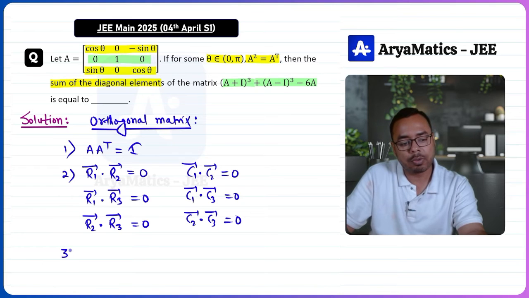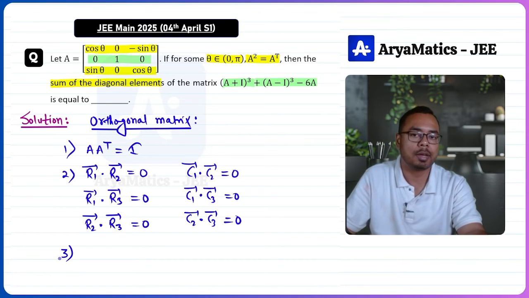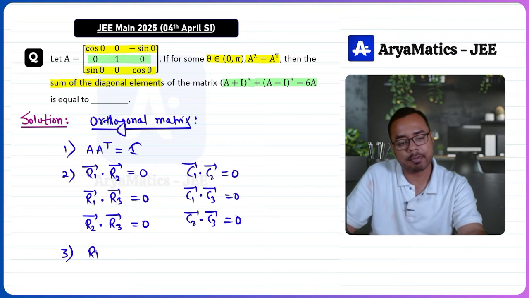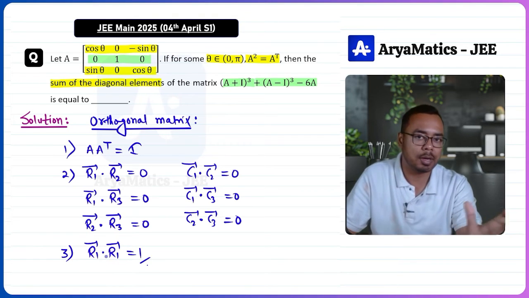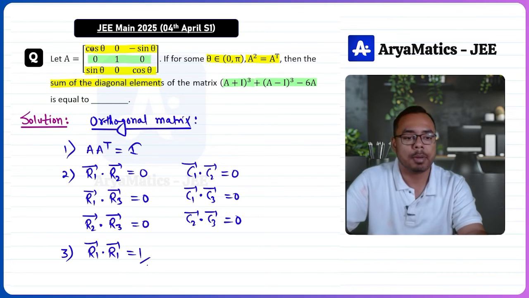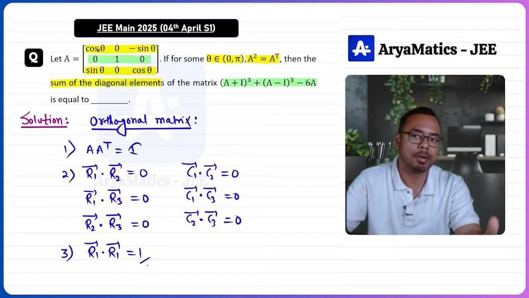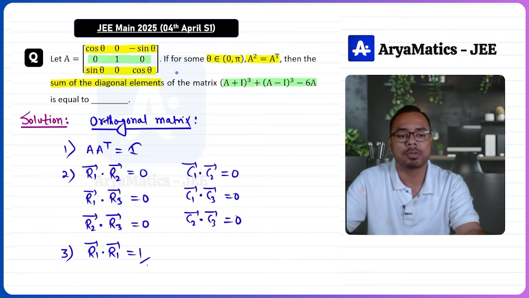Also, all the row vectors and column vectors are unit vectors. That means if I take vector R1 dot R1, then the result will be 1. Same thing you can do for R2 dot R2 or C1 dot C1. For example, here R1 is cos theta, 0 and minus sin theta. If I take the dot product with itself, then we'll get cos square plus sin square, which is 1.